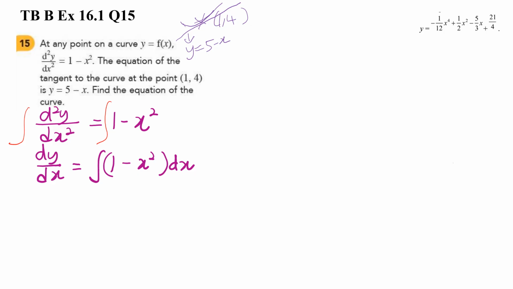Okay, then I'm going to integrate this. And what do I get? Right. And I need to find the constant c, right? So how do we go about finding the constant c?